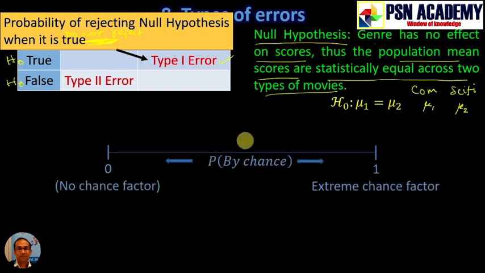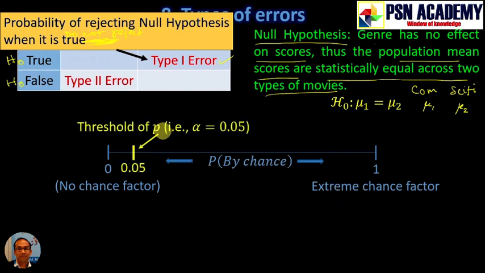Now you go for the same scale as we have done before, where 0 is no chance factor. That means the data we got is not by chance. It has some effect. And the other side is extreme chance factor. That means it is 100% by chance we got the data. It has nothing to do with the population. So on this side the sample has nothing to do with the population, and on this side the sample has something valid to say about the population. That means whatever the sample says to you is valid for your population. So these are the 2 extremes we have.